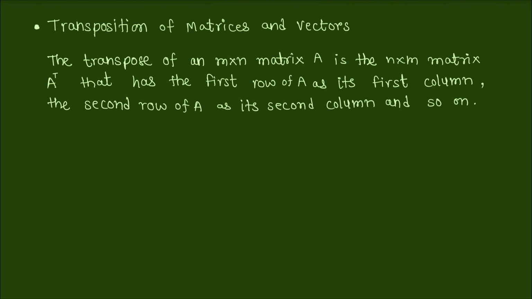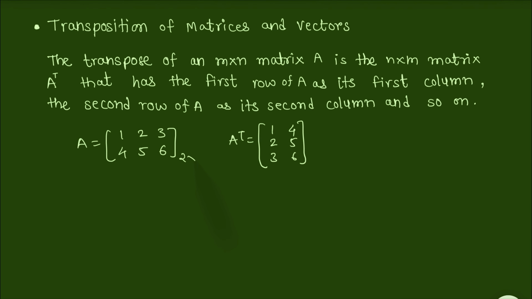Now take an example. Let A be a matrix having rows [1, 2, 3] and [4, 5, 6]. Therefore, A transpose has columns [1, 2, 3] and [4, 5, 6]. A matrix has order 2 by 3 and A transpose has order 3 by 2.